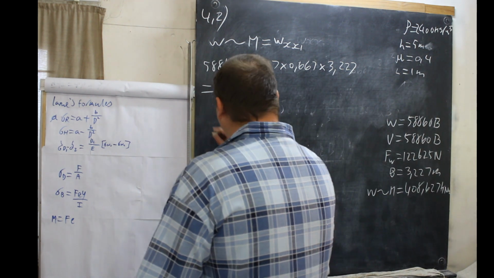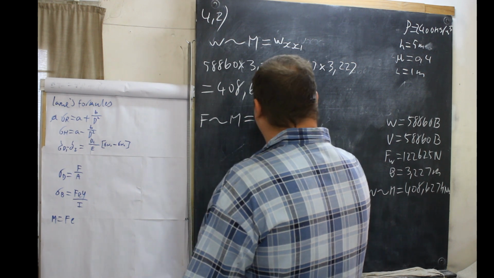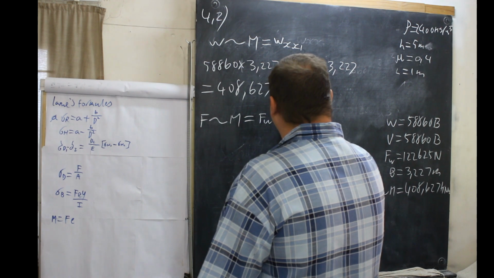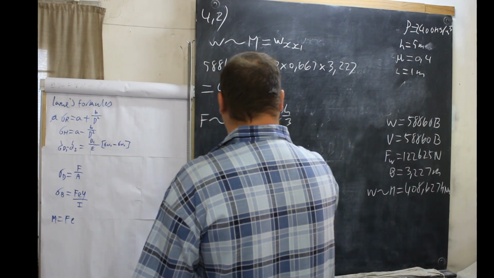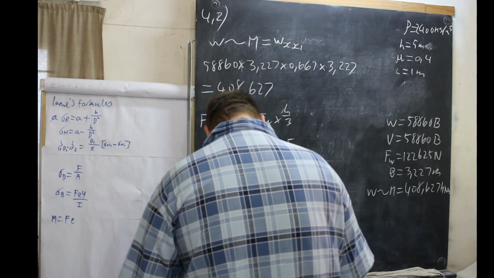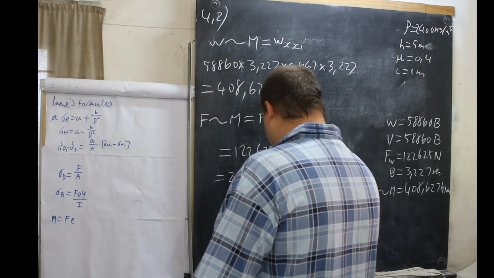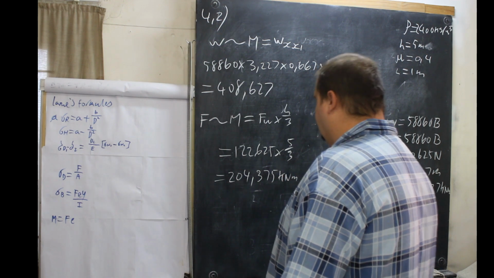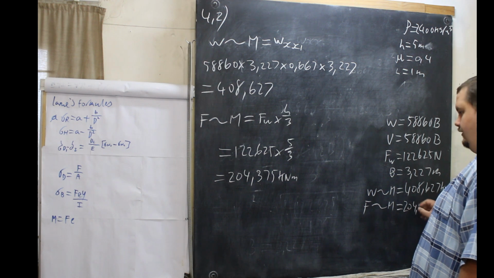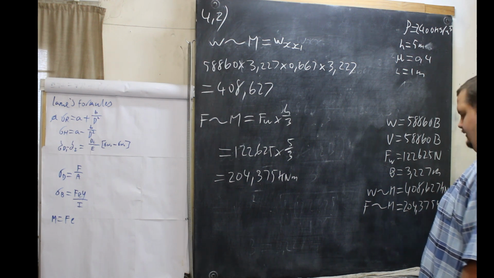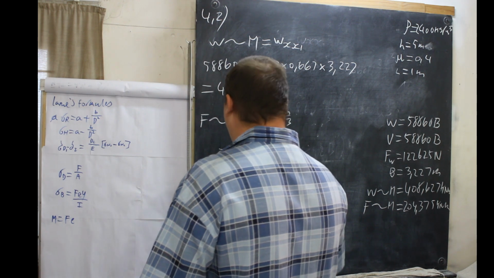Now we're going to work out F to M, and that is a formula of FW times H over 3. So FW is this one here. So that equals 122,625 times 5 over 3, which equals 204,375 kilonewton meters. So F to M is 204,375 kilonewton meters.